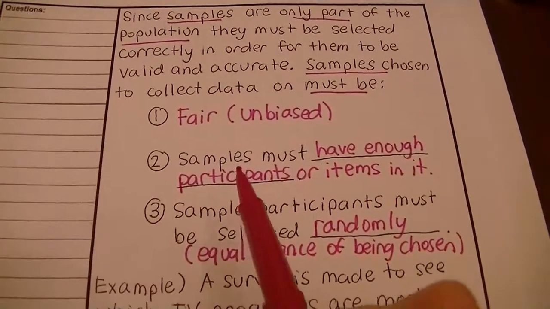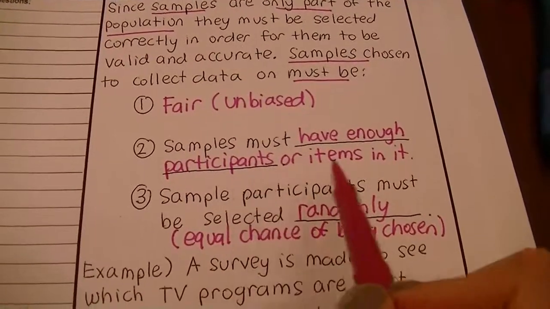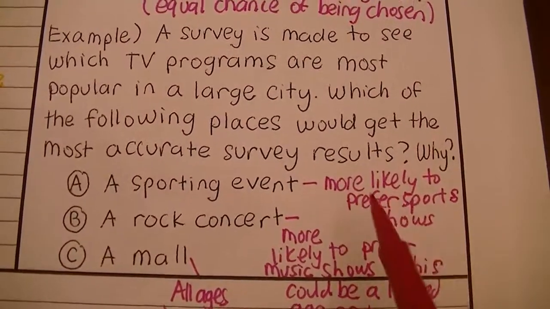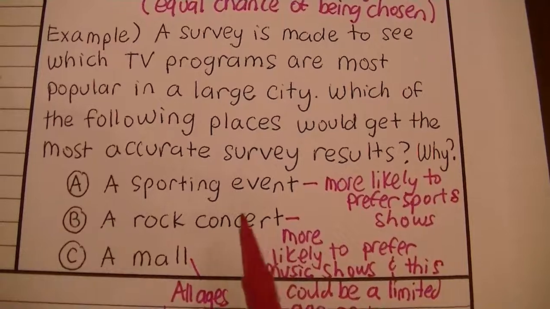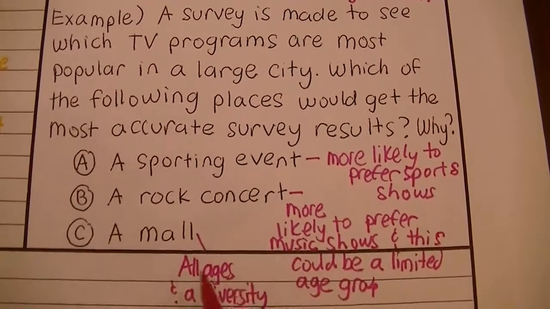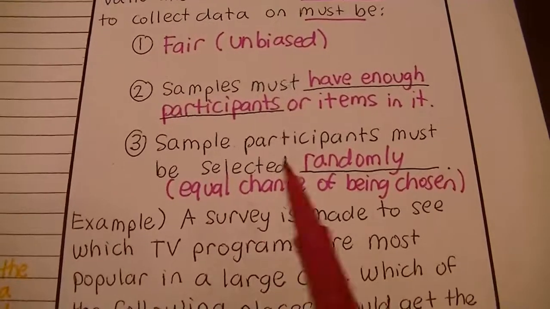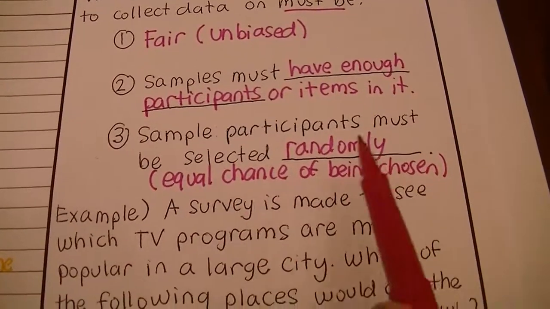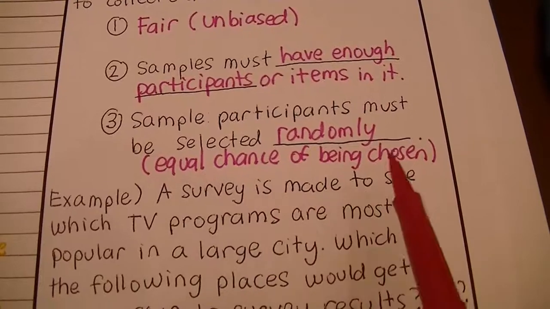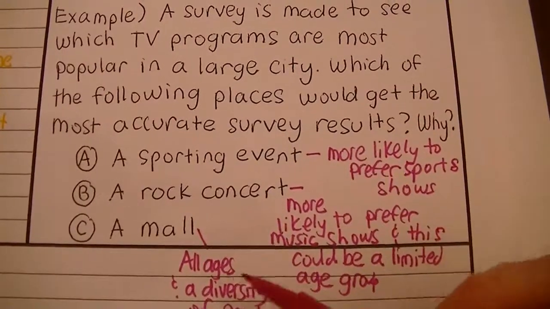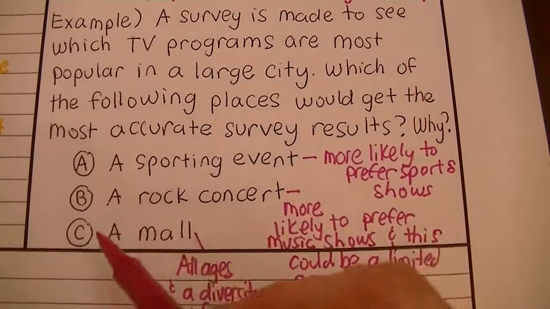Okay, the second criteria. Samples must have enough participants or items in it. Well, you can survey enough people at a sporting event, so that's a good thing. You can survey enough people at a rock concert, and you can survey enough people at a mall. So those all fit the criteria. Third one, sample participants must be selected randomly. They need to have an equally likely chance of being chosen. Well, you can accomplish all of those things within these 3 options.